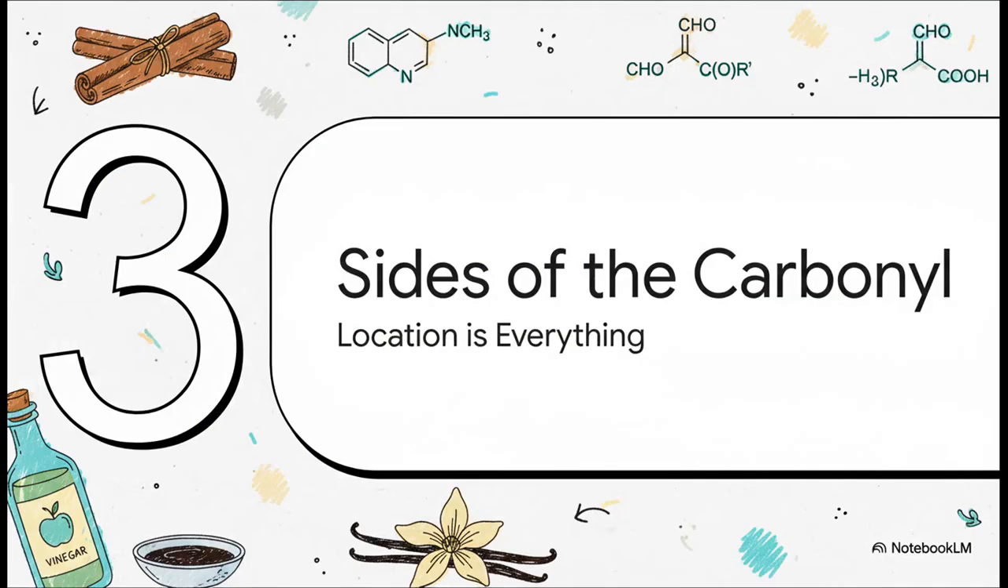Its presence, and this is really important, its location pretty much determines everything about the molecule's identity and how it behaves. Now, this is where it gets really interesting. Based on where that one little carbonyl group is placed on a carbon chain, we get two completely different families of compounds. It's just a perfect example of how in chemistry, location is everything.